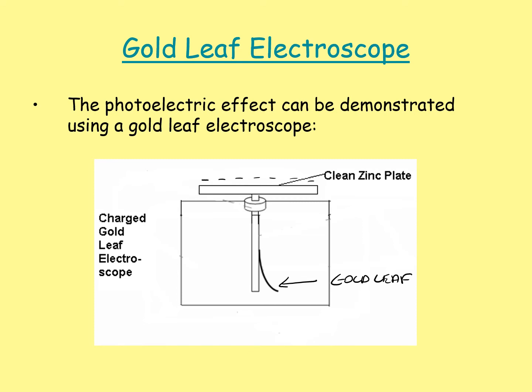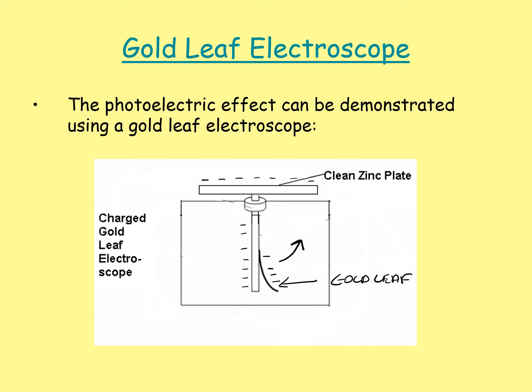Now because the zinc plate becomes negatively charged, the rod becomes negatively charged also, and because the gold leaf is attached to the rod at the top, it becomes negatively charged also. Now negative charges repel each other, so when the zinc plate is negatively charged, the gold leaf will move up. It's deflected. The more negative charge we have, the more the deflection is.